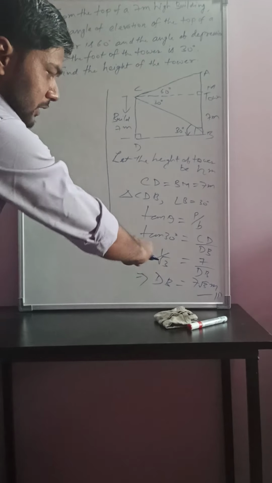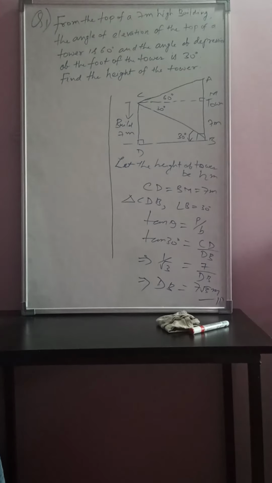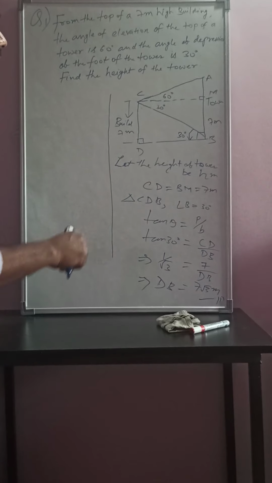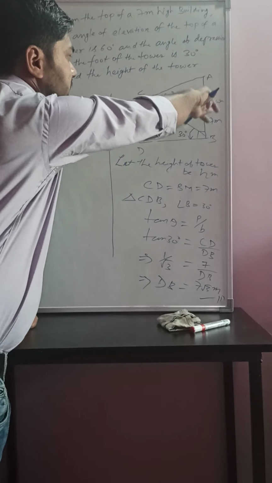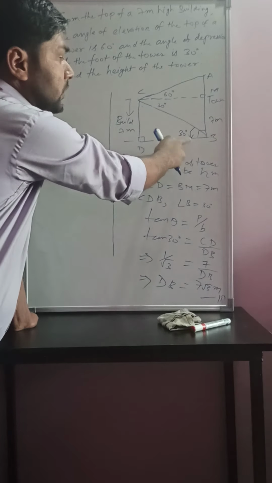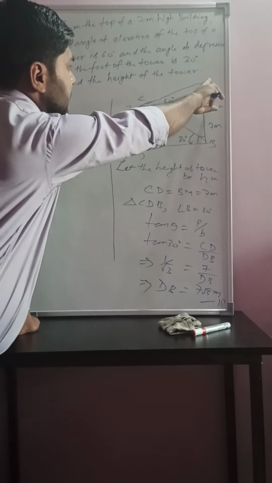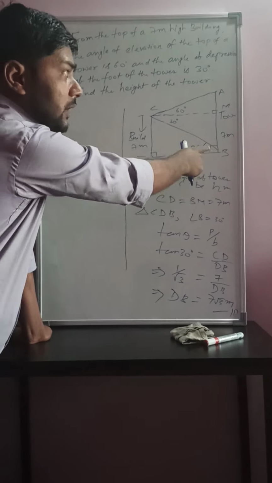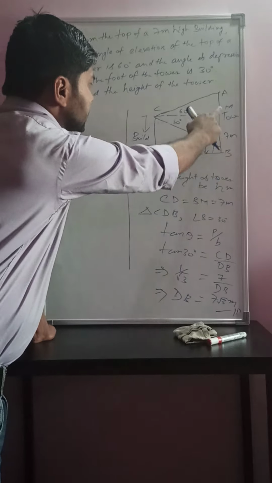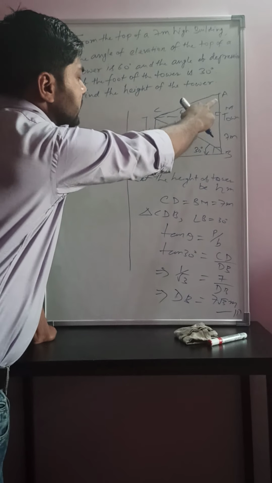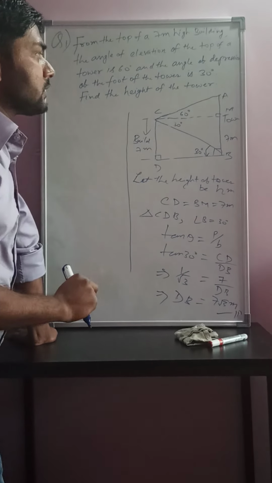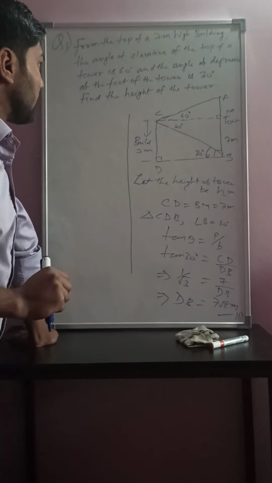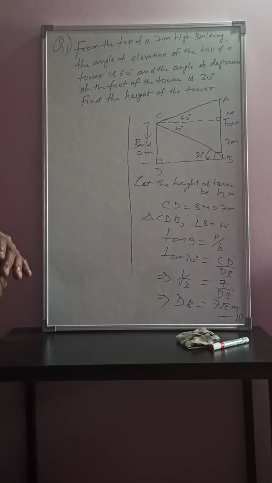So we got DB, which is 7 root 3 meters. Now we have to find the value of AB. We got this DB value. I need to find this AM value, because we already know that BM is equal to CD. Once we find AM, we'll get our required height of the tower.